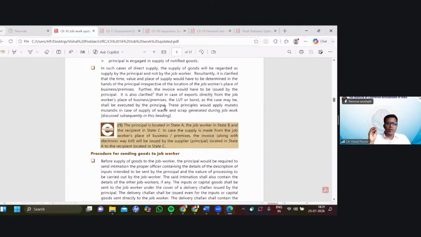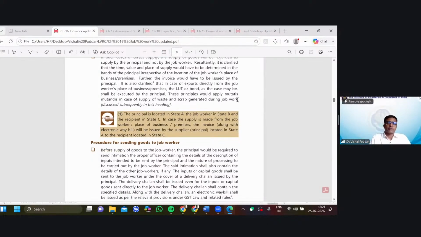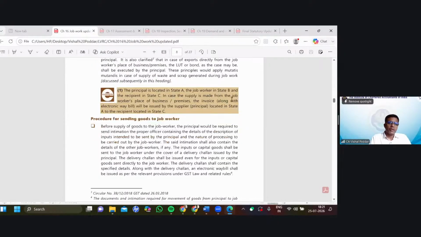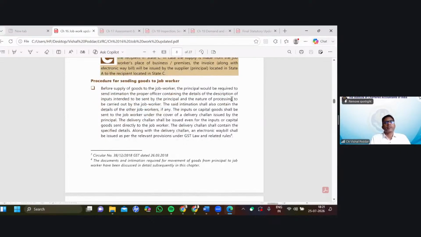So in short, logically, where these are final goods of the principal, all provisions of GST law apply in the hands of the principal, not in the hands of the job worker. These principles would apply mutatis mutandis in case of supply of waste and scrap generated during job work. So wherever the waste and scrap is generated and it is to be sold directly from the job worker's place, you follow the same principles. Now, these are the substantive provisions.